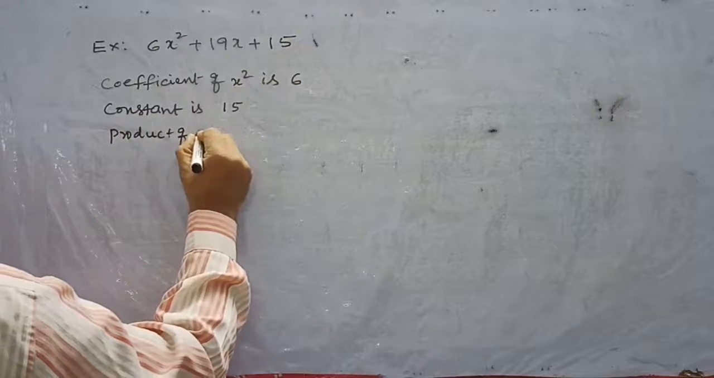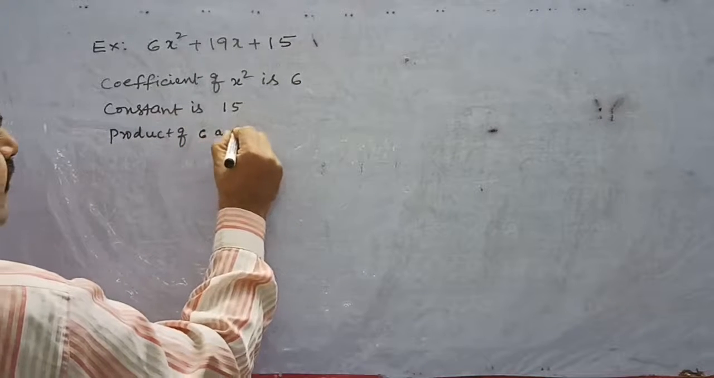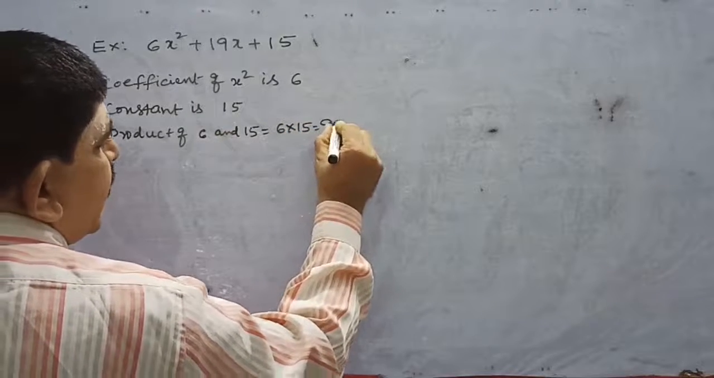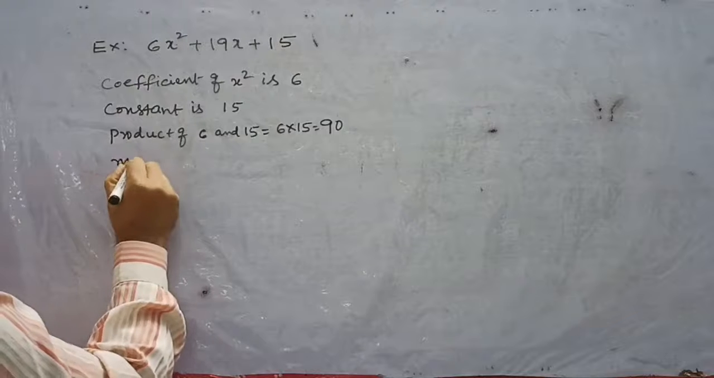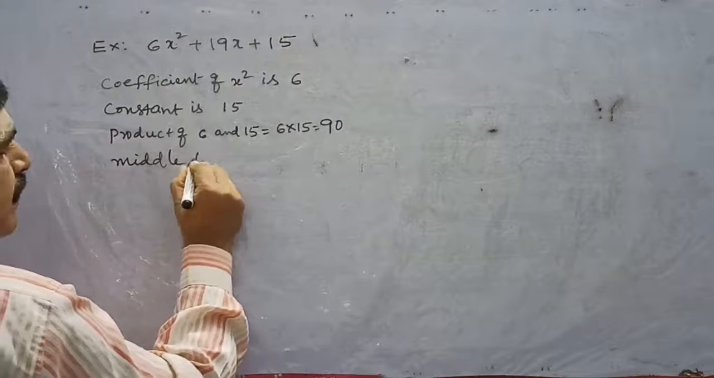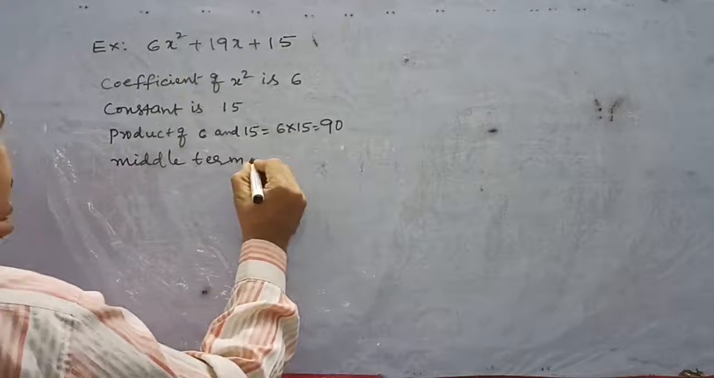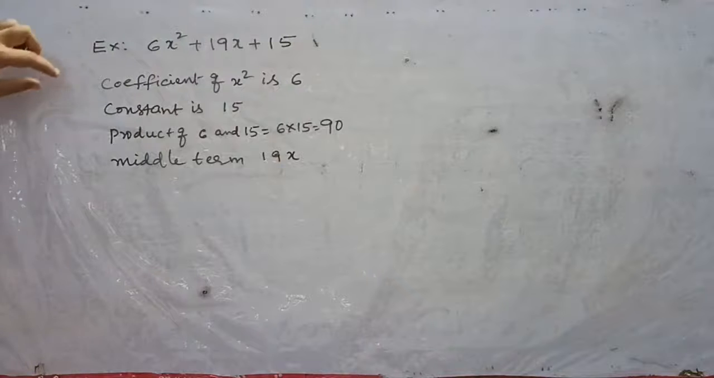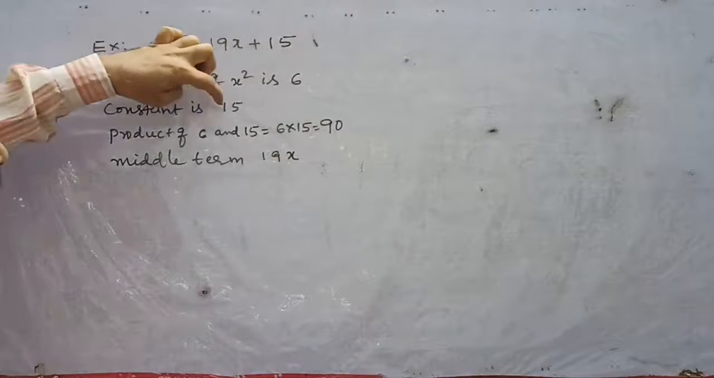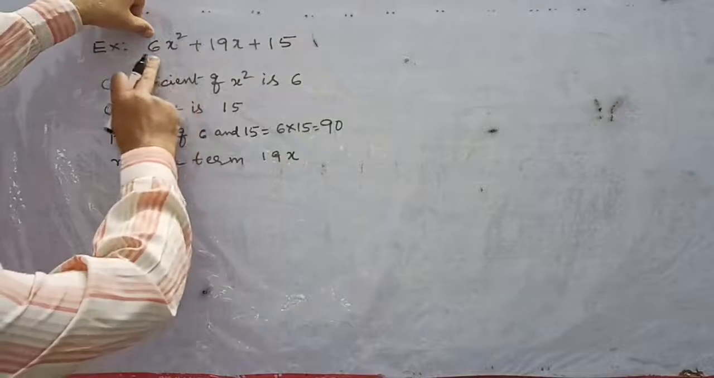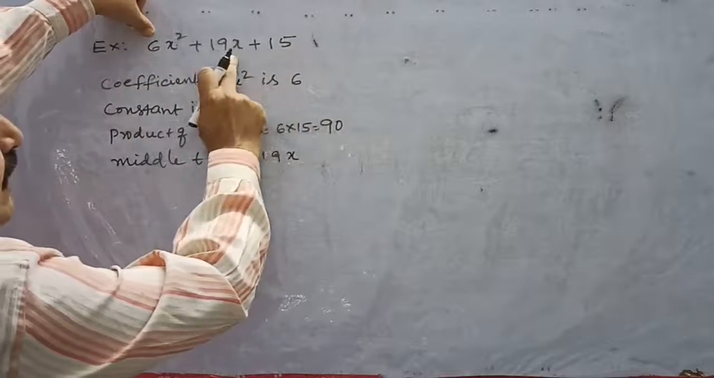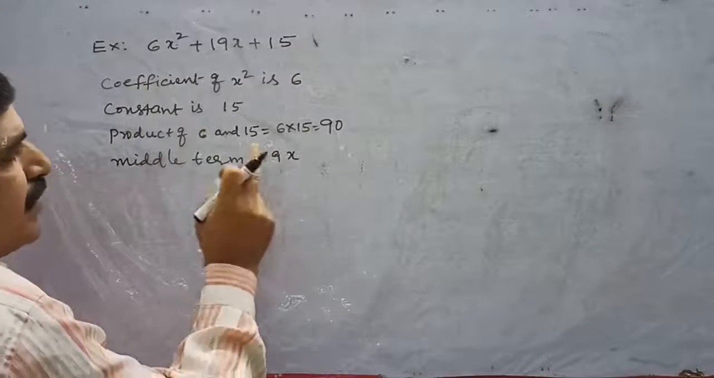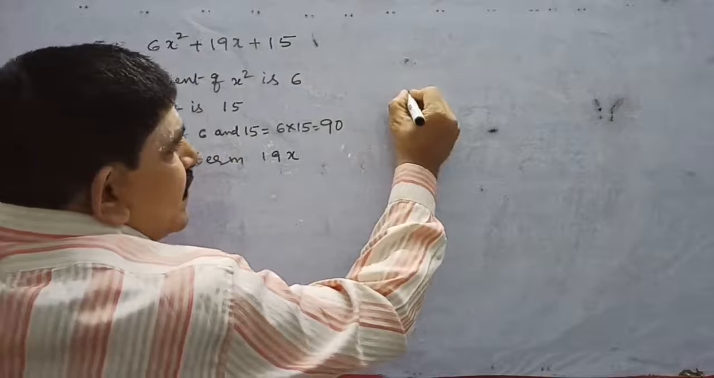Next, the product of 6 and 15, so that is equal to 6 into 15, which is 90. Next, the middle term. What is the middle term? 19x. Now, the product is 90 and the middle term is 19x. Now, we have to find the factors of 90 first.